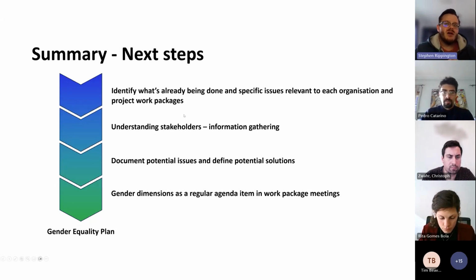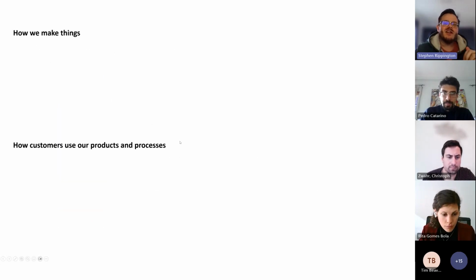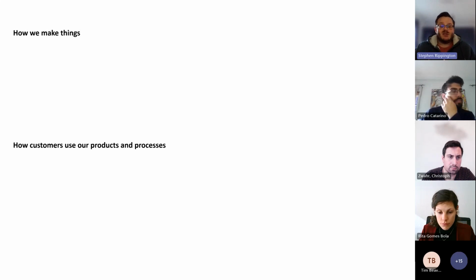So that's all I have in terms of the presentation. I have one more slide just here to provoke some thought. It's very basic. As I said, we can consider sex and gender dimensions from upstream to downstream and downstream to upstream, essentially how we make things and how people use the things we make.